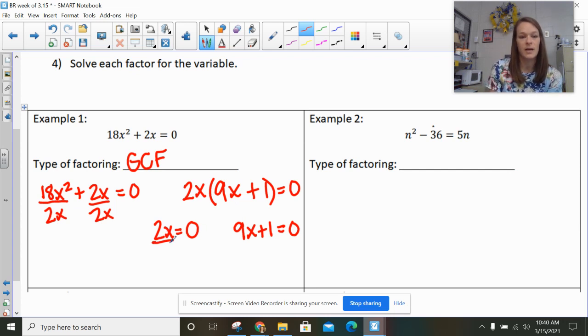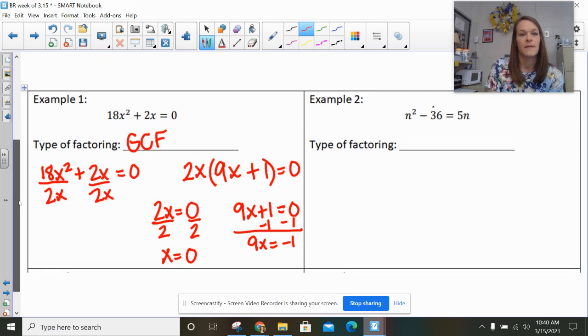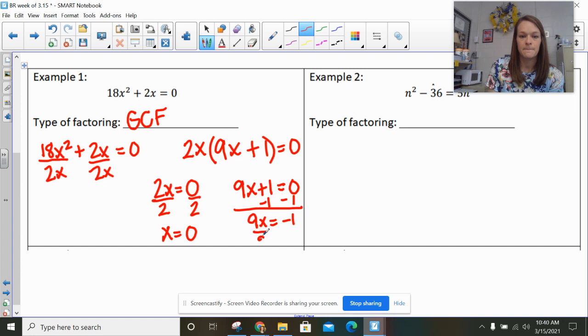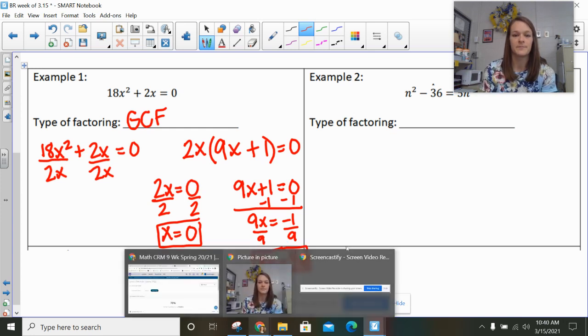So on this one, I would divide by 2. 0 divided by 2 is 0. Over here, I'm going to start by subtracting 1. It gives me 9x equals negative 1. Then I'm going to divide by 9. And that's x equals negative 1 over 9. And so these will be my answers for this problem: 0 and negative 1 over 9.